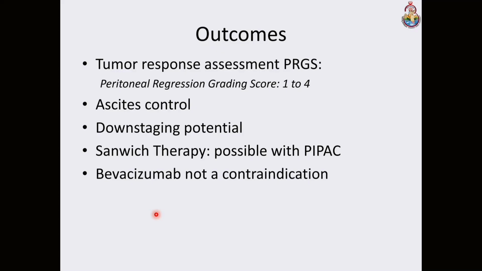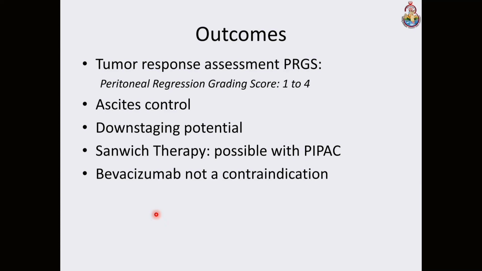So what actually are the outcomes? We are hoping to achieve a peritoneal regression. There is a separate peritoneal regression grading that has been advised, and I'll just go through it in a while. There is good control of ascites. It has a downstaging potential. The best thing about it is it's a short procedure with minimal morbidity, right? And it can be sandwiched with systemic chemotherapy in the same sitting.